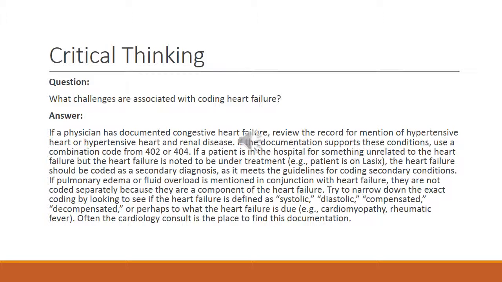If pulmonary edema or fluid overload is mentioned in conjunction with heart failure, they are not coded separately because they are a component of the heart failure. Try to narrow down the exact coding by looking to see if the heart failure is defined as systolic, diastolic, compensated, decompensated, or perhaps to what the heart failure is due to, such as cardiomyopathy or rheumatic fever. Now, often the cardiology consult is the place to find this documentation.